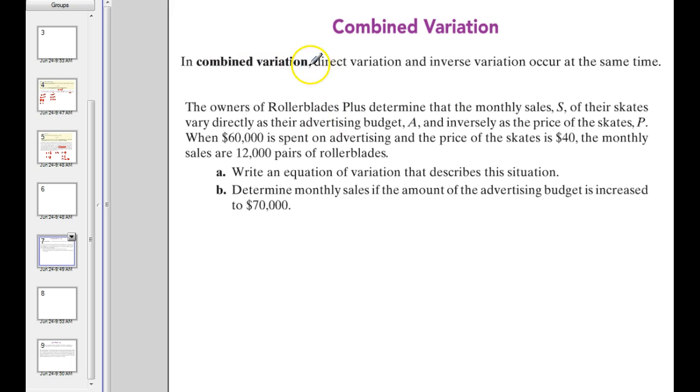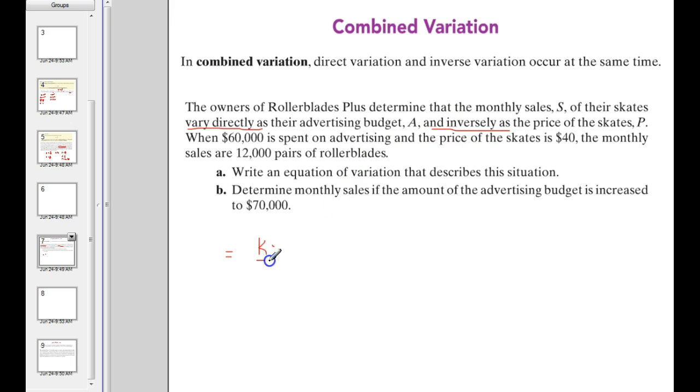And then if we have combined variation, we can have direct and inverse variation occurring simultaneously. So you just read through it and you find those phrases: varies directly as and inversely as. So the varies directly as means we have K times something. Okay, the inversely means we have K divided by something.